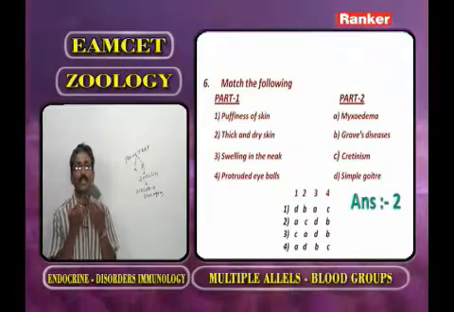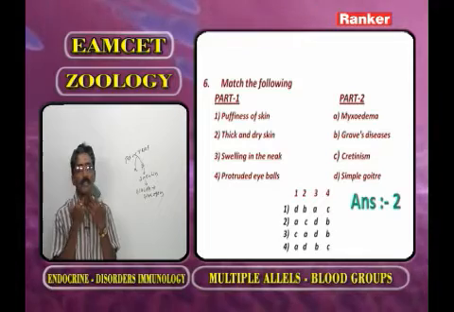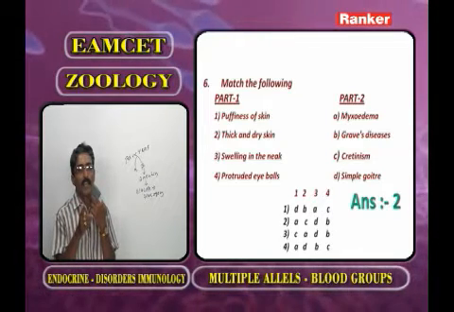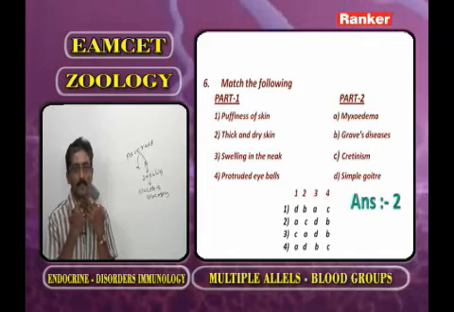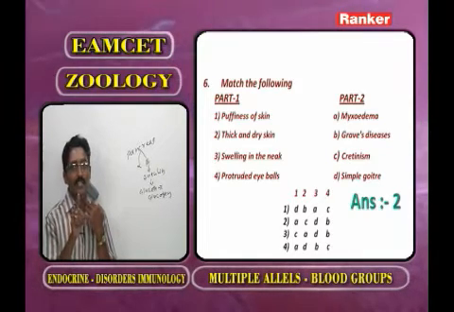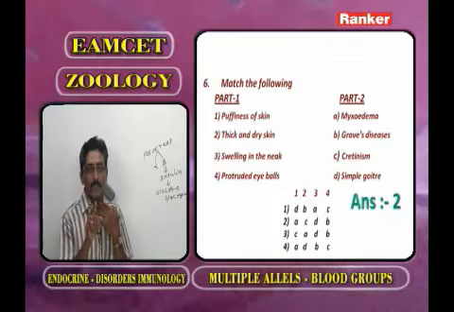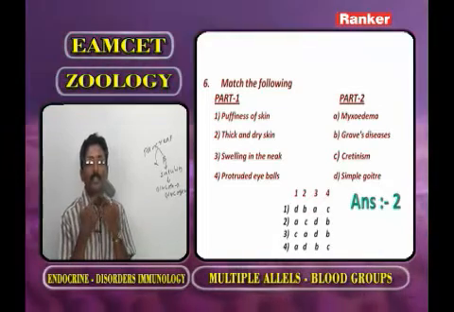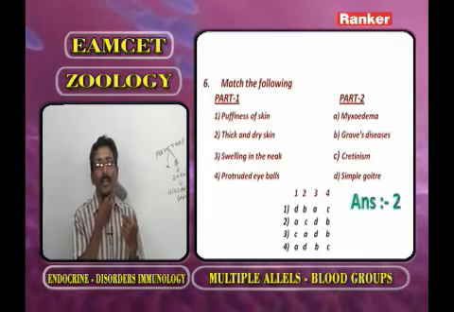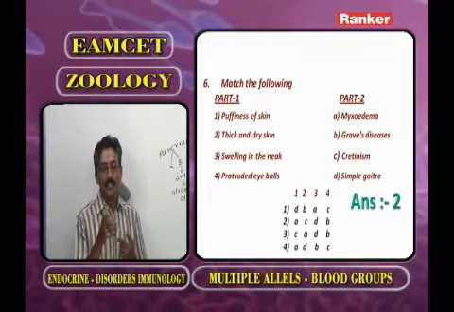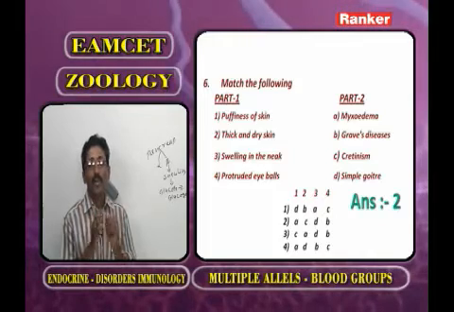Swelling in the neck. Now in the neck region, the thyroid gland is present. In our diet, every day along with the food materials, we are taking salt. In the salt, what is present? Iodine is present. In the diet, if iodine is absent, the thyroid gland enlarges in size. That we call simple goiter. Now here, swelling in the neck is the simple goiter.